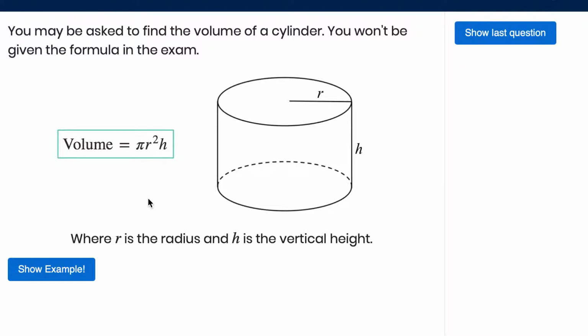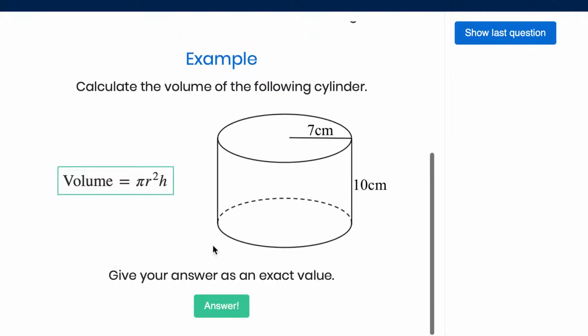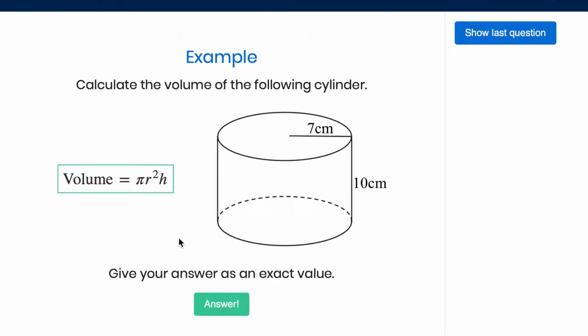Okay, so let's see an example. Calculate the volume of the following cylinder. Give your answer as an exact value. This cylinder here has a radius of 7 centimeters and a height of 10 centimeters. Now, as an exact value, that means in terms of pi, so you don't need to do any rounding at the end. Okay, so let's see the method.